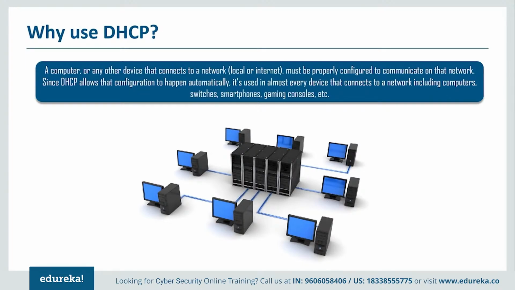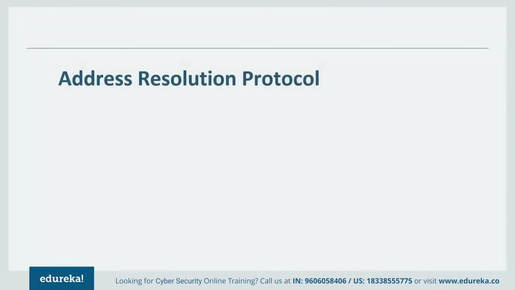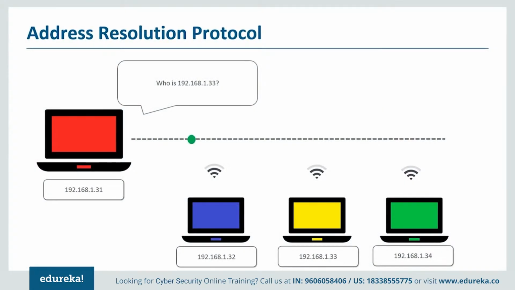Okay, so that wraps up DHCP for us. So now let's move on to our next topic for this video, and that is Address Resolution Protocol. Now, Address Resolution Protocol is a protocol that is used in the local area network. So let me just give you a brief introduction to it, and then we'll get into how we can use it as an ethical hacker to look into vulnerabilities and look at whether somebody is actually being hacked or something like that.